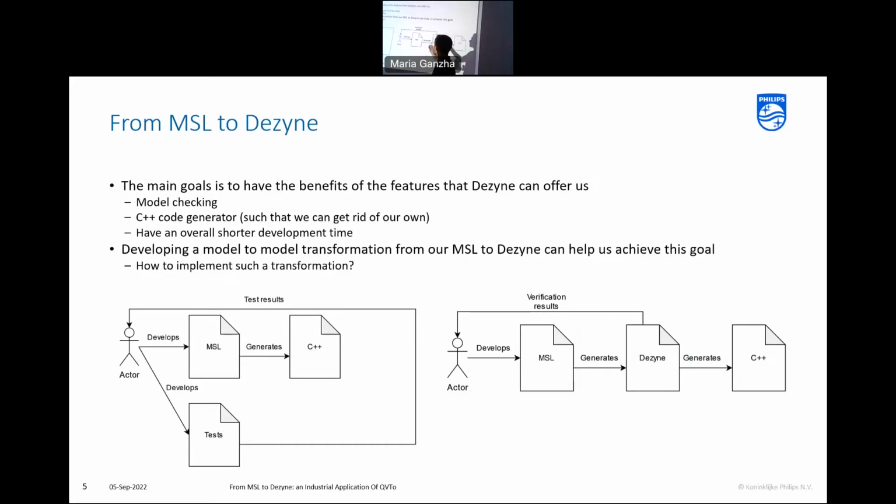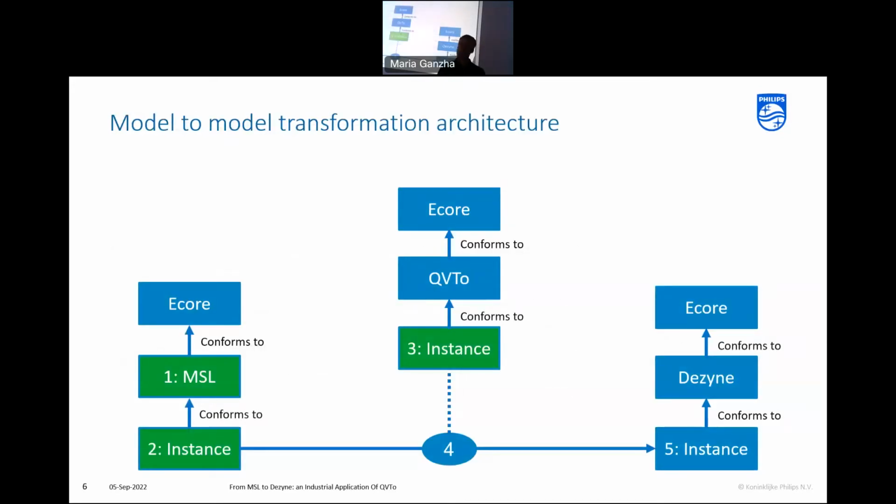What we actually want is that the developer still develops the DSL instance of the MSL, and we can generate design models from that. We can use the model checker of Dezyne to verify certain properties, and then we generate the C++ code, so that we reduce the amount of testing that we would require, and improve overall code quality. So that's the idea. That is what we have used QVTo for.